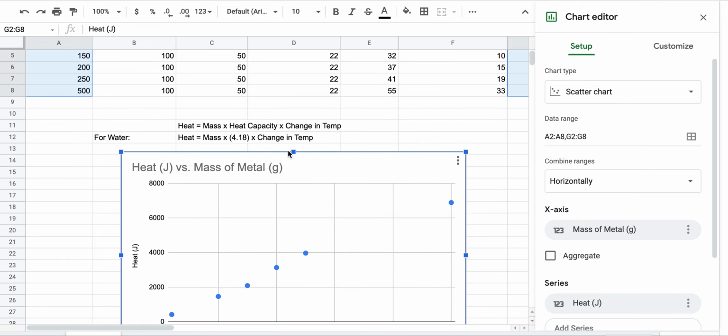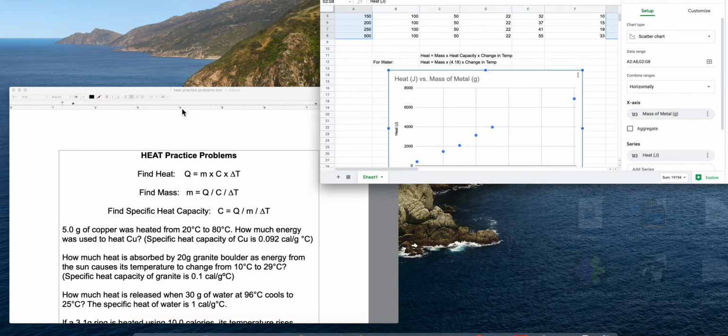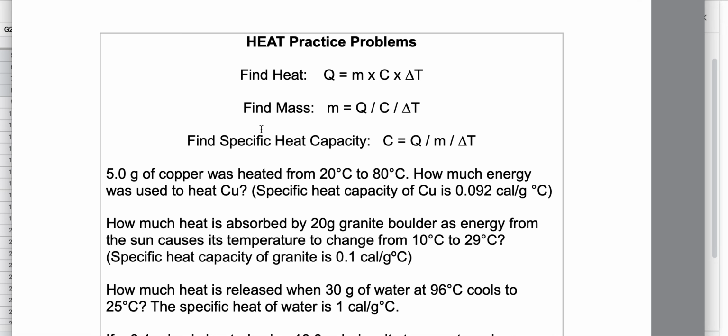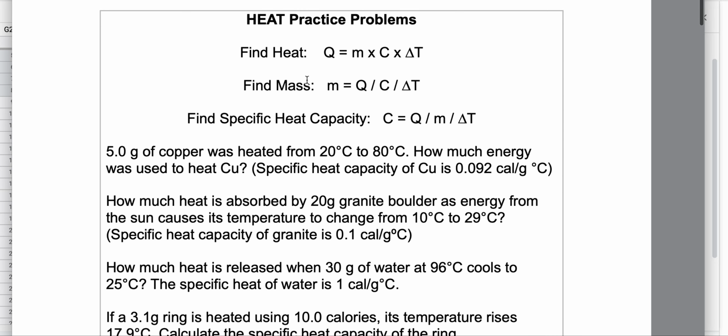Now, what we'd like to do is we're going to do some more calculations with this formula. Okay? As we look at this formula, we're going to look at how we are going to use this formula to calculate either heat, we could find the mass, or we could actually find the specific heat capacity. So it's the same formula in all cases, it just depends on what we want to find. If you want to find the heat, then to find the heat Q, that's going to be the letter Q, you have to take M, which is mass, times C, which is the heat capacity, times the change in temperature.